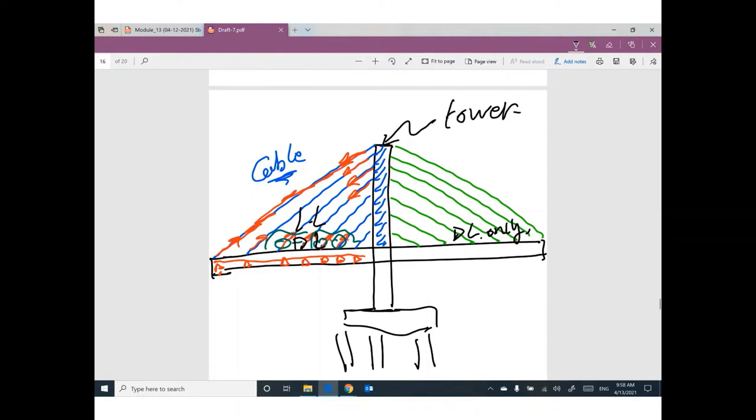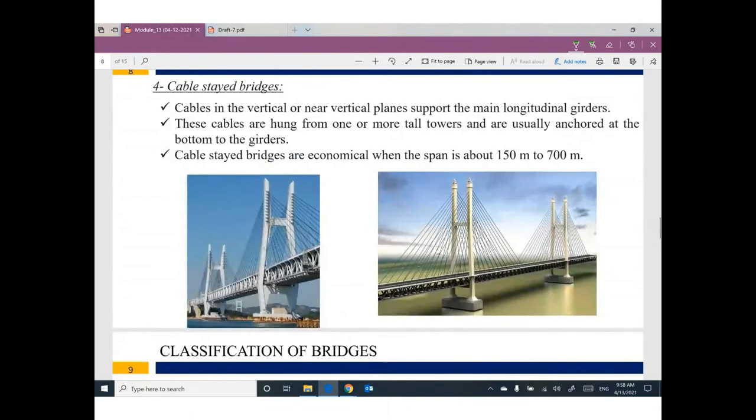That makes sense. Because if you have live load on both sides, we have balance. But if you have live load on one side and there is no live load on the other side, we have a worse situation on the tower. Anyway, it's not our problem, but we need to say we have a type called cable stayed bridge. These cables are supporting the bridge deck on this side and this side by this tower.